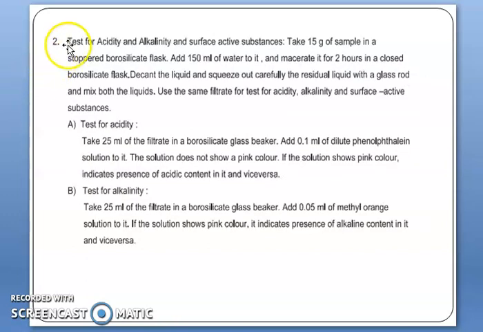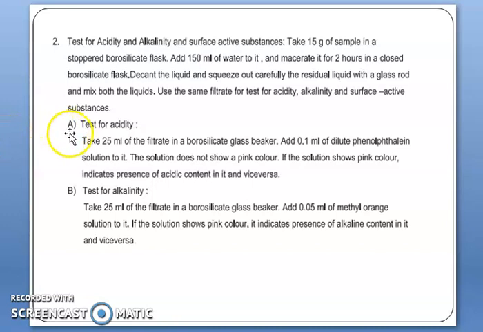Then the second test is the test for acidity and alkalinity and surface active substances. In that, first we take 15 gram of sample in a stoppered borosilicate flask, add 150 ml of water to it and macerate it for 2 hours in a closed borosilicate flask. Decant the liquid and squeeze out carefully the residual liquid with a glass rod and mix both the liquids. Use the same filtrate for the tests for acidity, alkalinity and surface active substances.